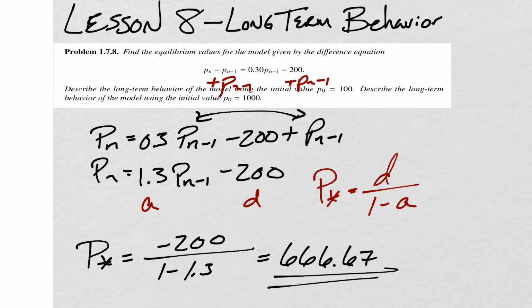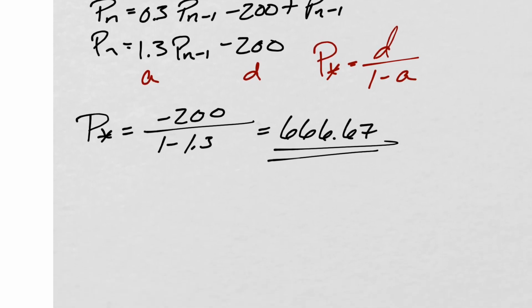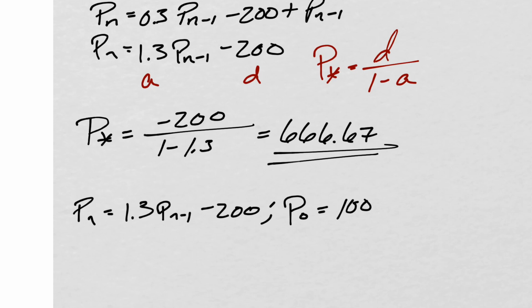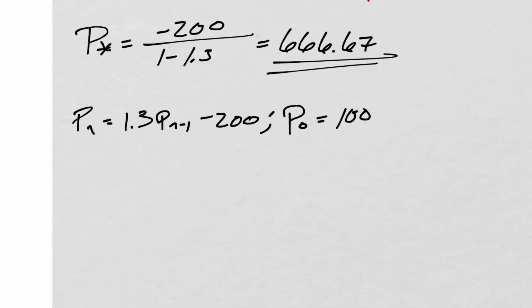All right, now that I've found the equilibrium value, 666.67, let's see what the rest of this question says. Describe the long-term behavior of the model using the initial value P naught equals 100. So let's go ahead and do that. Slide this down. So we've got our recursion equation, which says P sub n is equal to 1.3 P sub n minus 1 minus 200. P naught is equal to 100. And so we can iterate this.